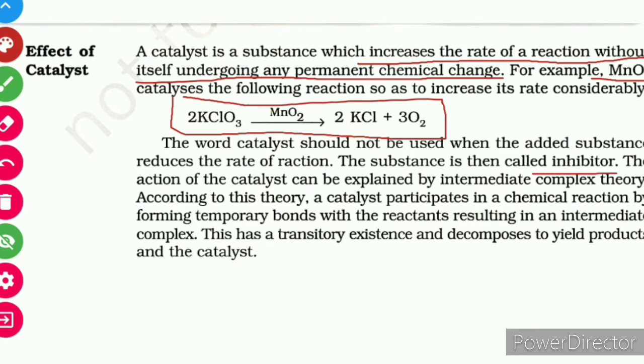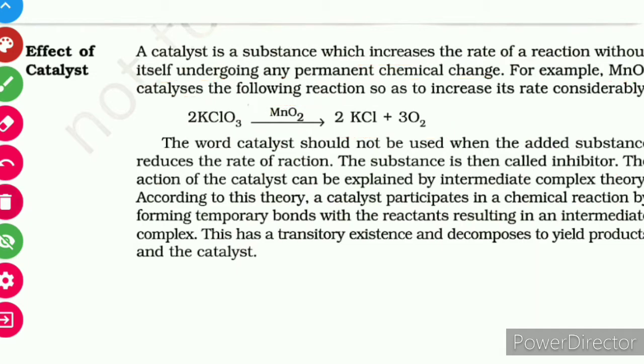The action of the catalyst can be explained by intermediate complex theory. According to this theory, a catalyst participates in a chemical reaction by forming temporary bonds with the reactants, resulting in an intermediate complex. This has a transitory existence and decomposes to yield products and the catalyst.